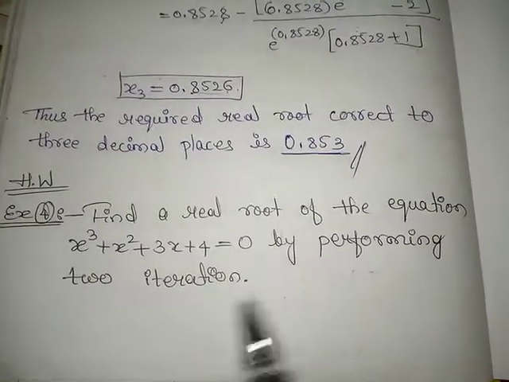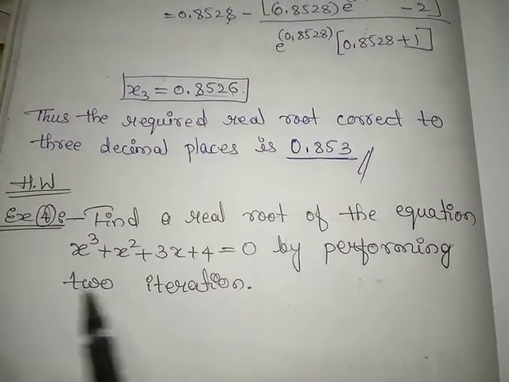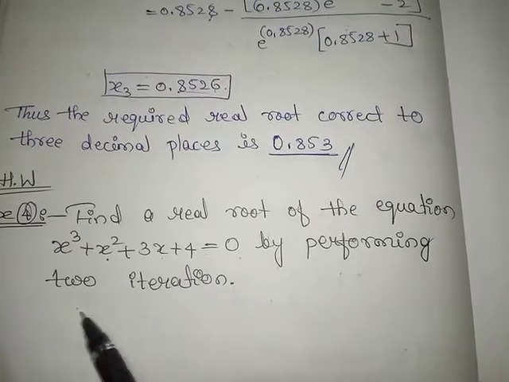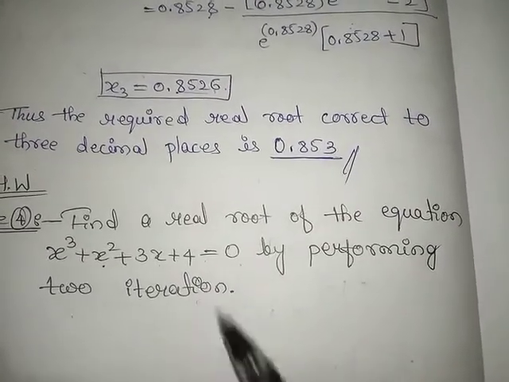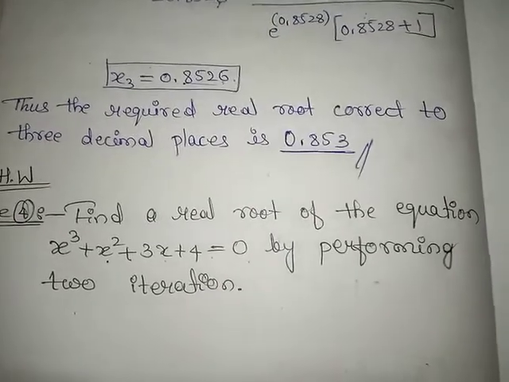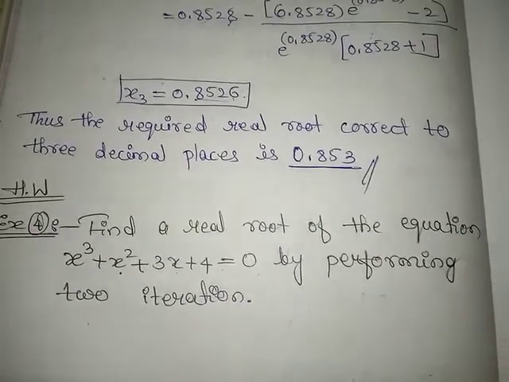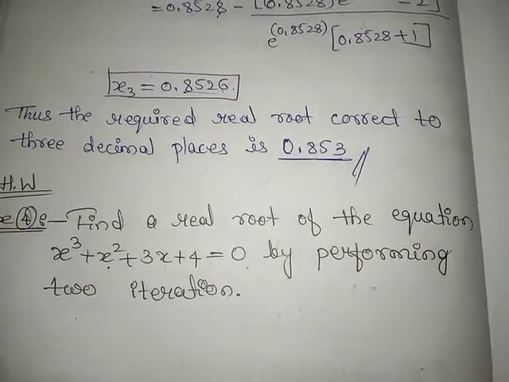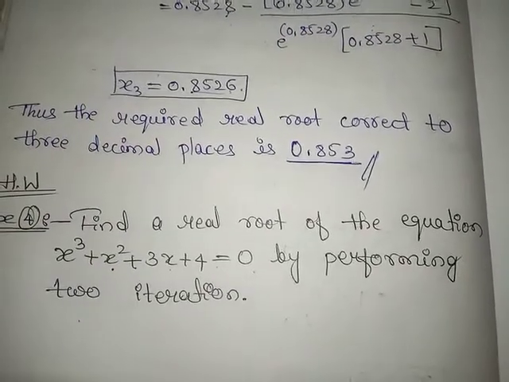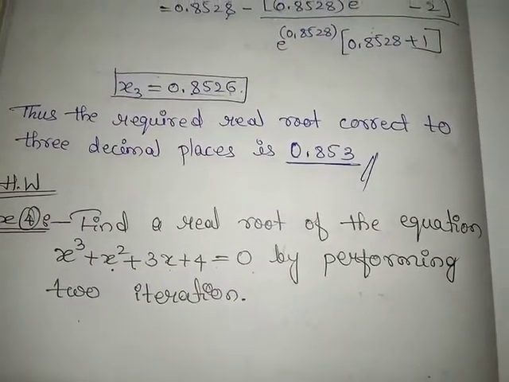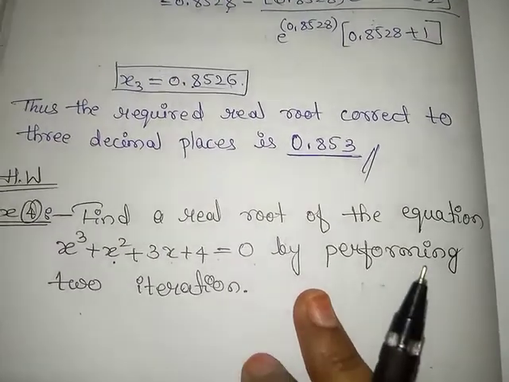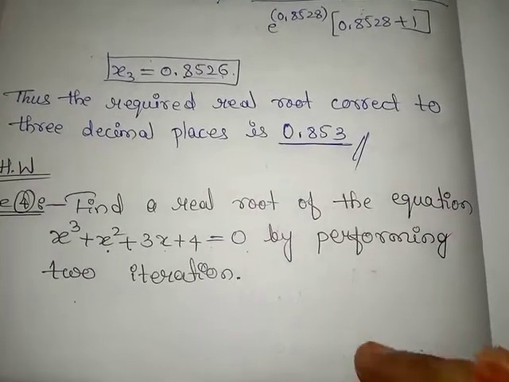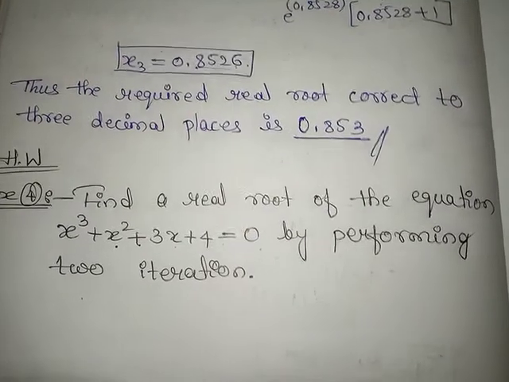Here you have a homework example. Find a real root of the equation x cube plus x square plus 3x plus 4 is equal to 0 by performing 2 iterations. Performing 2 iterations means you just have to find x2, so you go for 2 steps: find x1, after that x2. Here they have not asked for the real root up to 3 or 4 decimal places. Whatever the solution may be, just find x1 and x2. Performing 2 iterations means the first iteration is for x1, the second iteration is for x2, so find x1 and x2 only.